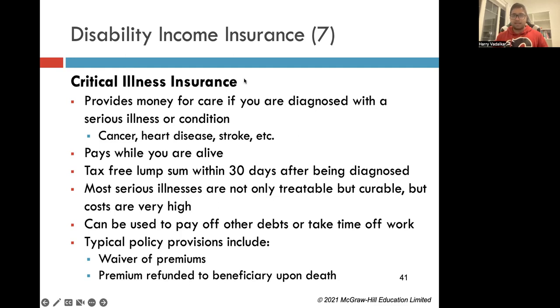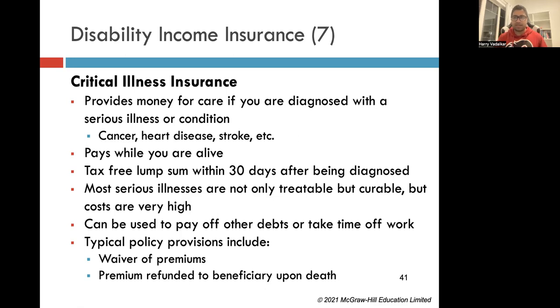Next is critical illness insurance. It provides money for care if you're diagnosed with a serious illness or condition, for example cancer, heart disease, or a stroke. It pays you while you're alive. It is a tax-free lump sum amount within 30 days of being diagnosed. Most serious illnesses are not only treatable but curable, but the cost will be very high. It can be used to pay off other debts or take time off work. Typical policy provisions include waiver of premiums or premiums refunded to beneficiaries upon death.